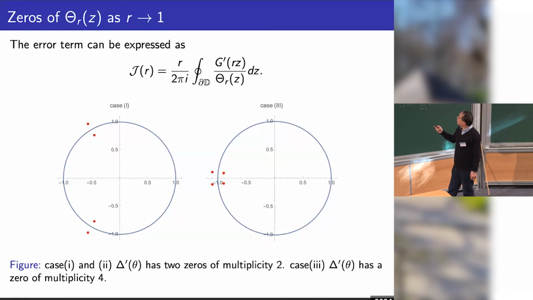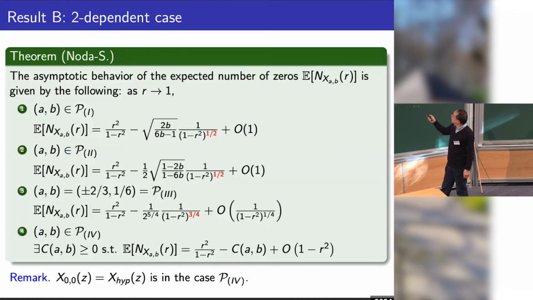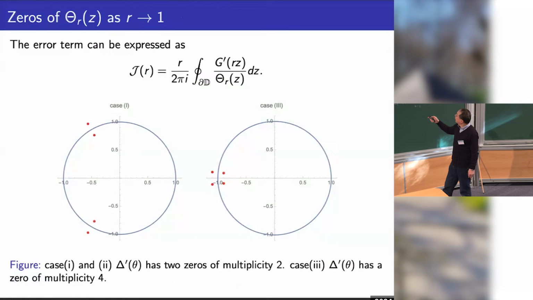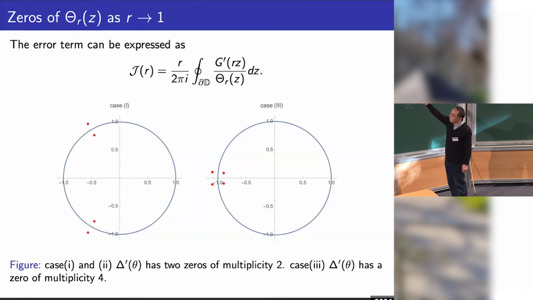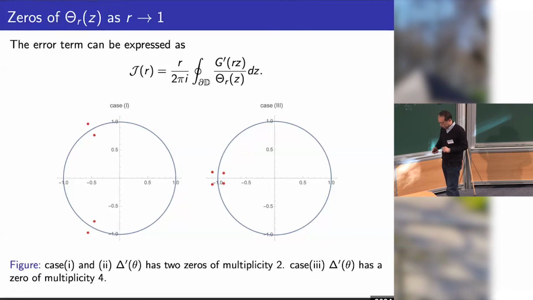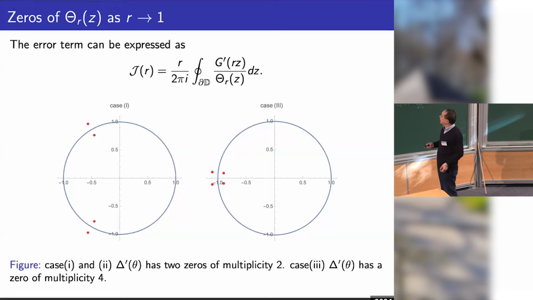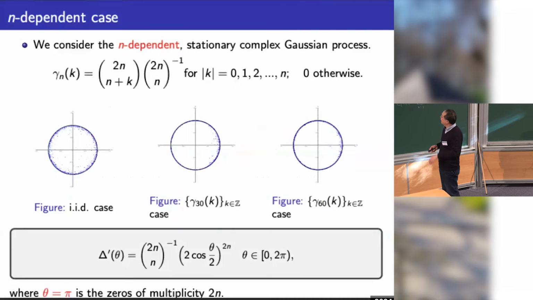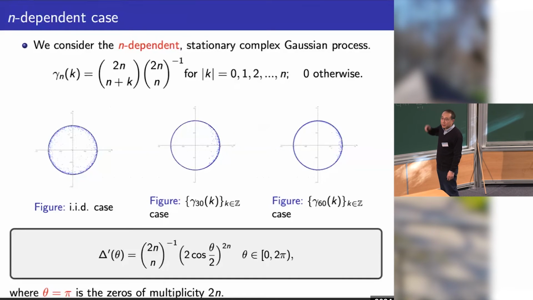But these 2 zeros are approaching one point, and here also approaching one point. But for the green case, you have 4 zeros like this, and all zeros converging to one point. This produces a power exponent 3/4. And you can extend this idea to the independent case.